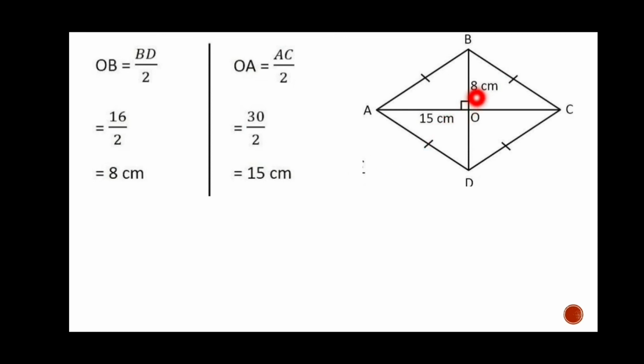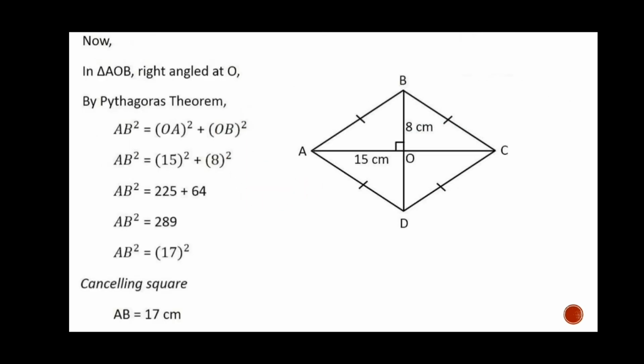This is 8 and 15. As I told, 8 centimeter. How will 8 centimeter come? BD divided by 2, because the complete diagonal length is 16 and half of it will be 8. And similarly AC is 30. So half of 30 is 15 centimeter. Now in triangle AOB, we will apply the Pythagoras theorem.